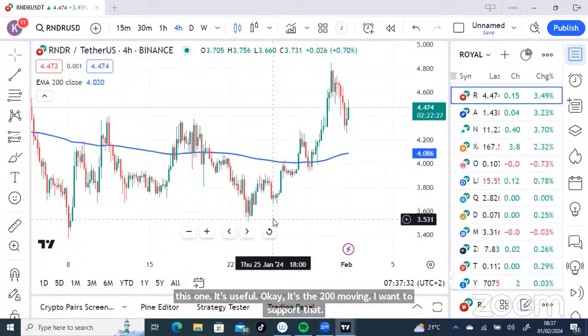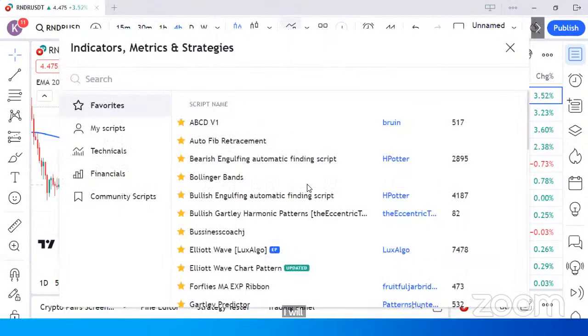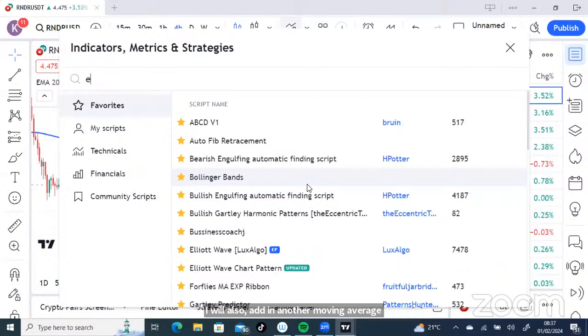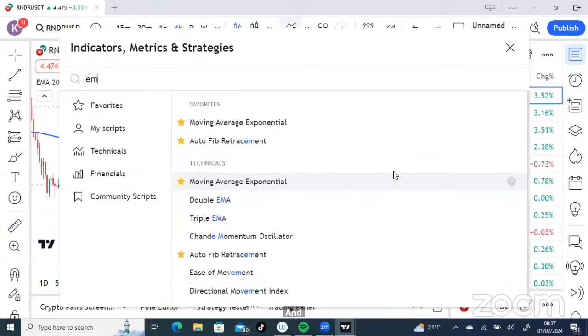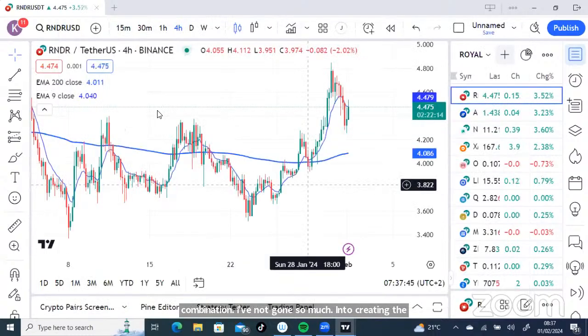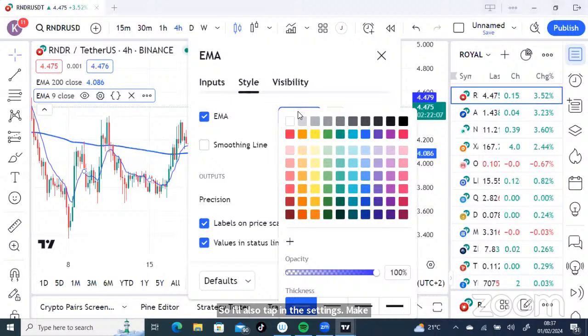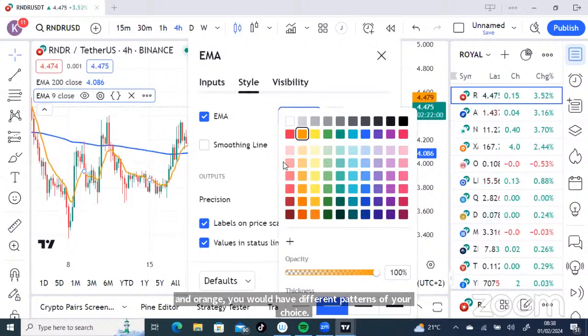I will also add in another moving average, another exponential moving average. This is the best combination. I've not gone so much into creating the rainbow, but I believe I will. So I'll also tap on the settings, the color. I love blue and orange. You could have different colors of your choice.